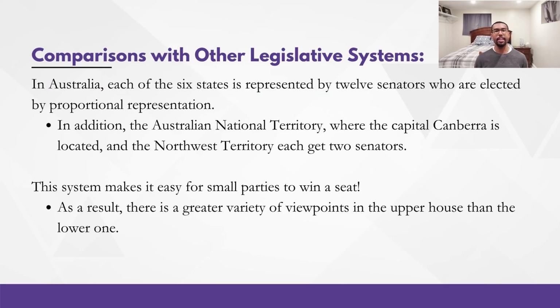In Australia, each of the 6 states is represented by 12 senators who are elected by proportional representation. In addition, the Australian Capital Territory, where the capital Canberra is located, and the Northern Territory each get 2 senators. This system makes it easy for small parties to win a seat. As a result, there is a greater variety of viewpoints in the upper house than the lower house. Even if equal rather than proportional voting power by the states was a good idea, questions remain.